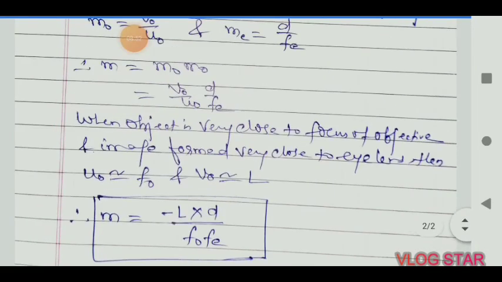Okay. So in that way, by a combination of suitable lenses, two convex lenses, we can magnify an object to a large extent. Okay, thanks.